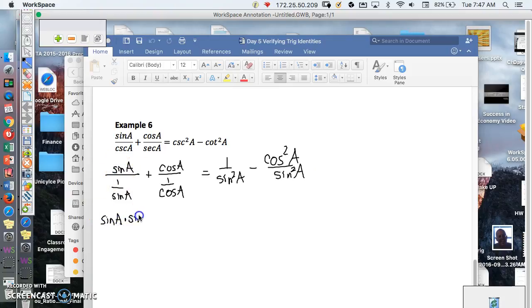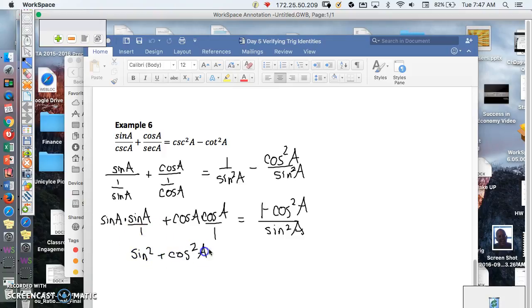Sine of A over 1 plus the cosine of A times the cosine of A over 1. And I notice here we have a common denominator, so 1 minus the cosine squared of A over the sine squared of A. Well, what is this? This is really sine squared plus cosine squared equals 1 minus the cosine squared of A over sine squared of A.